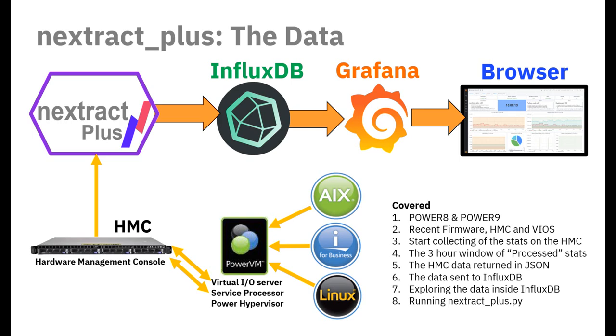Then we looked at the HMC data that was just returned in JSON. Then we looked at the data that we actually send to InfluxDB, and we've used the influx command from InfluxDB to have a look at the data that's actually arriving and the formats it's in and the actual names of the data. And then we looked at actually running the nextract plus. Hopefully it's nice and simple and it's pretty quick on new equipment.